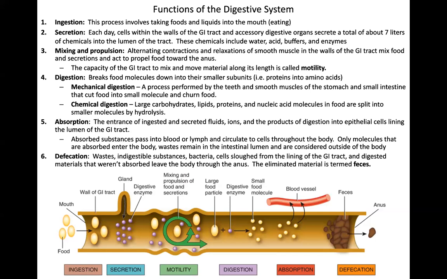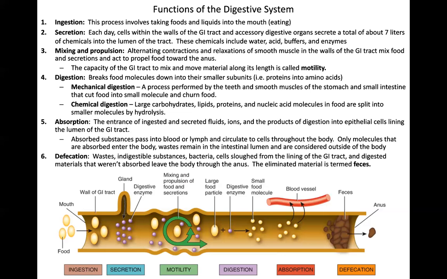Number 3, mixing and propulsion. Alternating contractions and relaxations of the smooth muscle in the walls of the tract help mix the food and the secretions, as well as act to propel the food toward the anus. This capacity of the GI tract to mix and move material along its length is called motility. And digestion is where we break down food molecules into smaller subunits. For example, we break down proteins into amino acids.